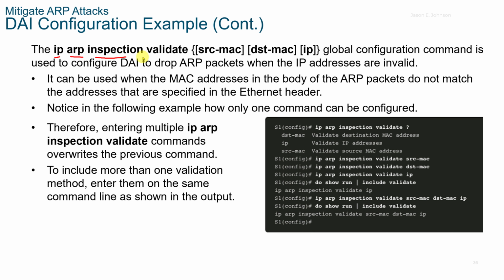The ip arp inspection validate global config command is used to configure DAI to drop ARP packets when the IP addresses are invalid. It can be used when the MAC addresses in the body of the ARP packets do not match the addresses in the Ethernet header. And if you notice in the example here, only one command can be configured. So entering multiple ip arp inspection validate commands overwrites the previous command. So to include more than one validation method, you want to enter them on the same command line as shown in the output to the right.